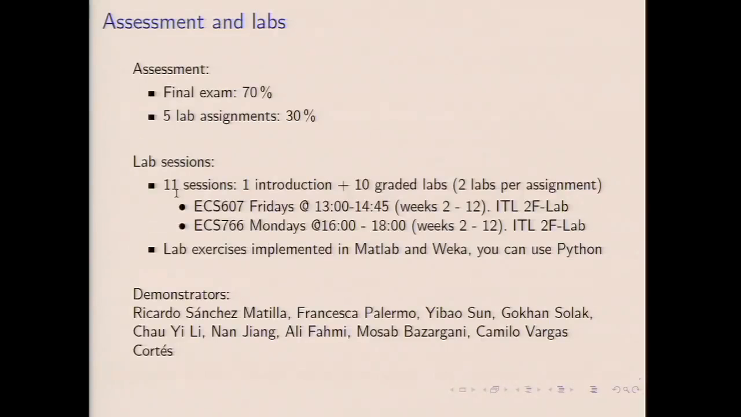This is quite important now. There is the assessment. The final exam counts for 70%, as a normal exam. And there are 5 lab assignments. In total, they count for 30% of the mark, so each assignment counts for 6%. There are 11 weeks, so 11 lab sessions. The first lab session is an introduction. The rest, 10 of them, take care of the 5 assignments. So we have two labs per assignment. Is that clear? Okay, good.